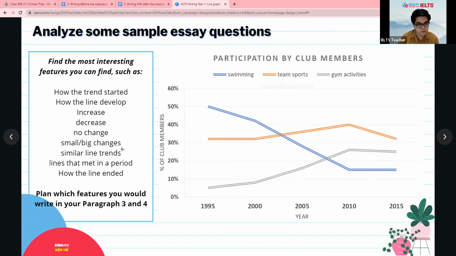Okay, with a quick analysis, let me give you 1 minute. Can you tell me the main features of this line graph and which features you will put in paragraph 3 and in paragraph 4? Okay, 1 minute. Go.